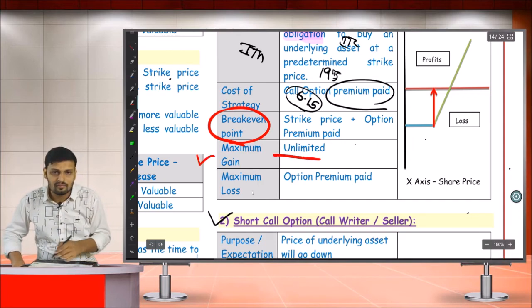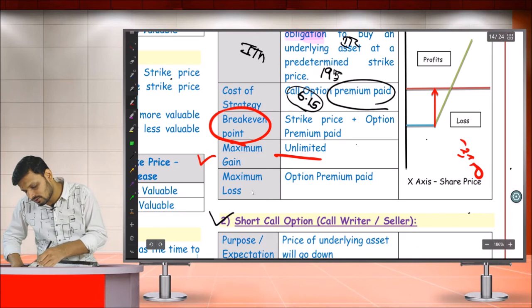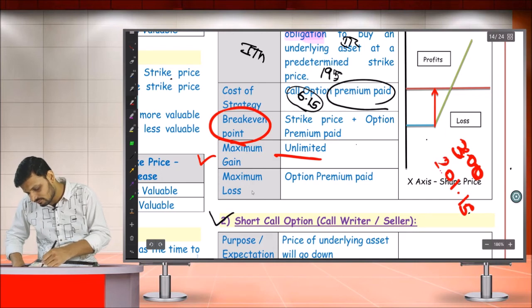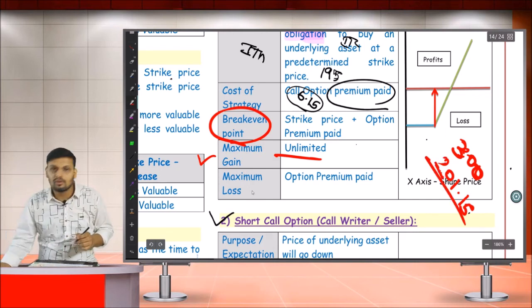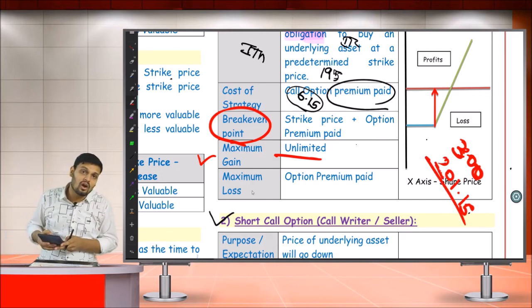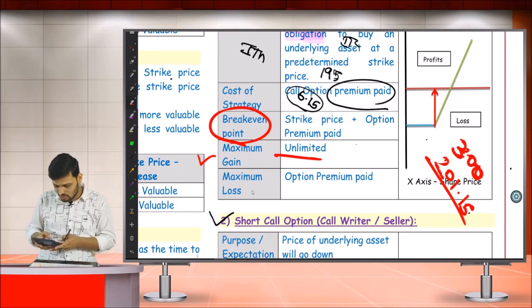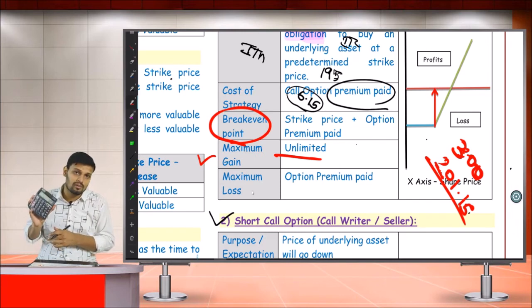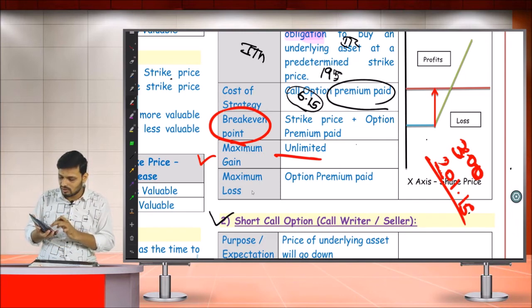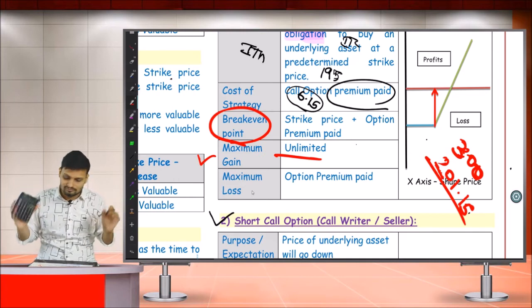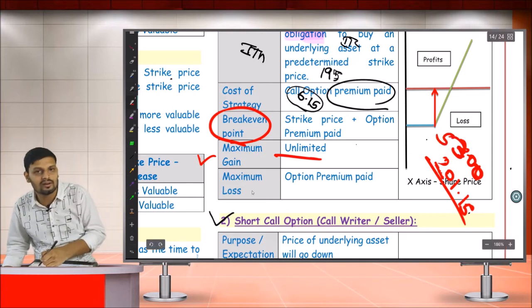Maximum gain is unlimited because if it is say going to 300 rupees, how much will be my profit? 300 minus 201.15. Because 201.15 is my total cost, right? Along with premium. Break-even point is 201.15. 300 minus 201.15, the profit can be 98.85 rupees per share multiplied by 3200, 3 lakh rupees profit. What if the share price goes to 500?